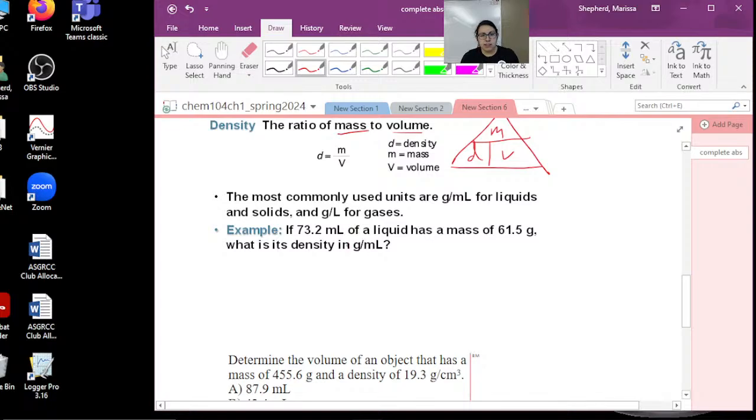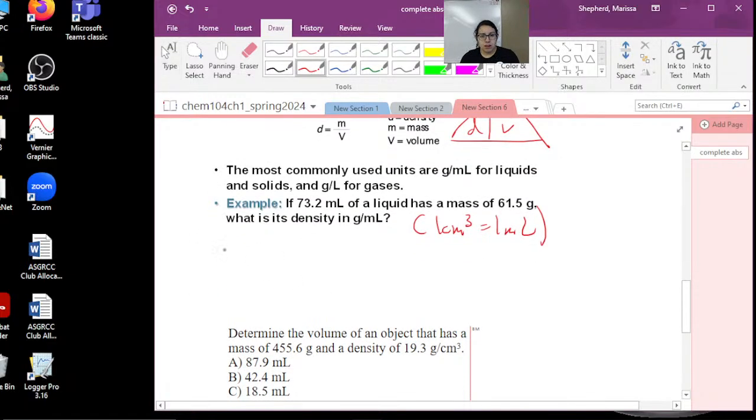And so notice your density units could change. It's always going to be some sort of grams per volume, but it could be like kilograms per liter, maybe ounces per quart. So just be aware of that. And also know that 1 centimeter cubed is 1 milliliter. So that's also useful.